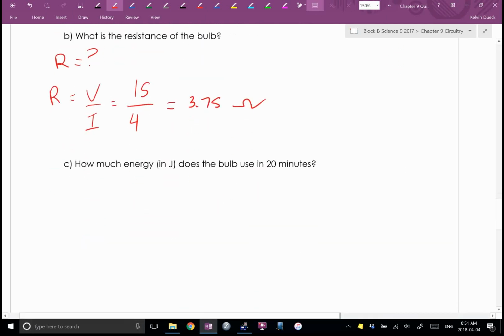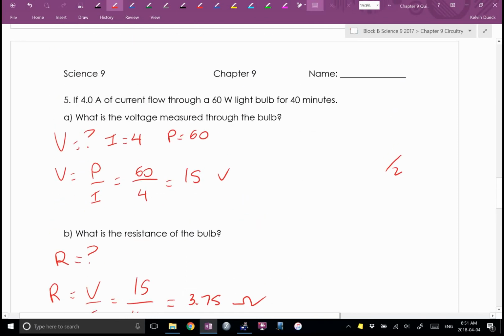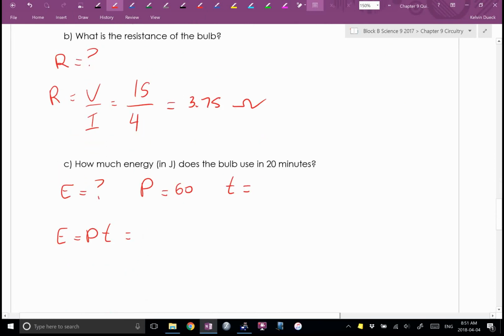Mansion, what's C want me to find? Energy. How do I find energy? P times t. Did they tell me the power? I've scrolled down. What was it? 60. Did they tell me the time? Yeah. Now this is weird because in A, they said 40 minutes. But what did they say in part C? So I'll use that time. I did that on purpose just to see if you read carefully. 20 what? I don't do physics with minutes. How do I convert that to seconds?